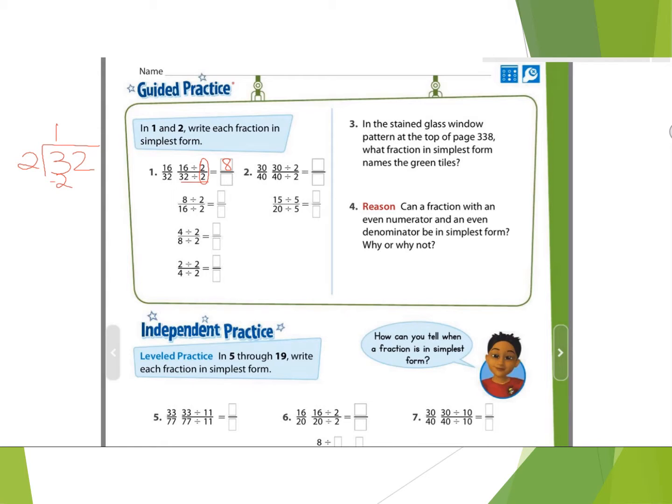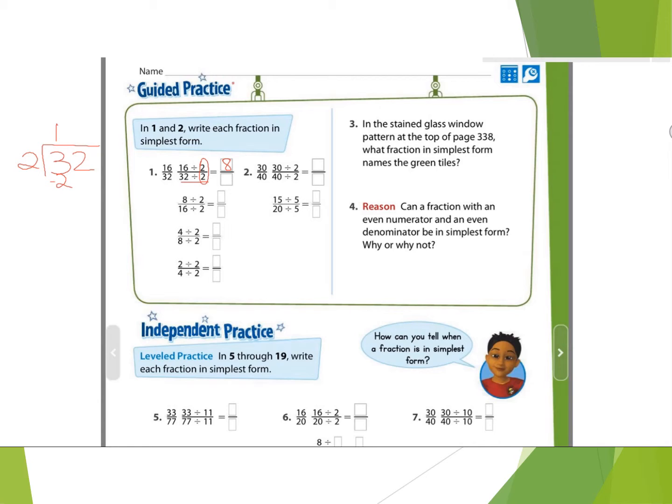Okay, so let's look at number 2. 30 over 40, 30 40ths. They're both even numbers, so they went ahead and decided, okay, we can divide both of them by 2. 30 divided by 2 is 15. 40 divided by 2 is 20. Looking at both of those, this one ends in a 0 and this one ends in a 5. So 5 is probably going to be a factor for both of those. 15 divided by 5 is 3. 20 divided by 5 is 4.